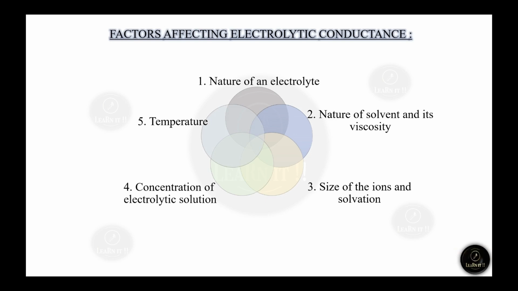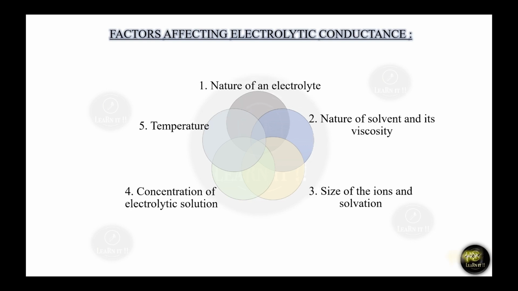Students must understand that we are talking about the electrolyte part. Here the migration of ions towards the electrode is important. We must understand that number of ions plus freedom of those ions are the key important factors which affect the electrolytic conductance. Let's look into the first factor, that is nature of an electrolyte.